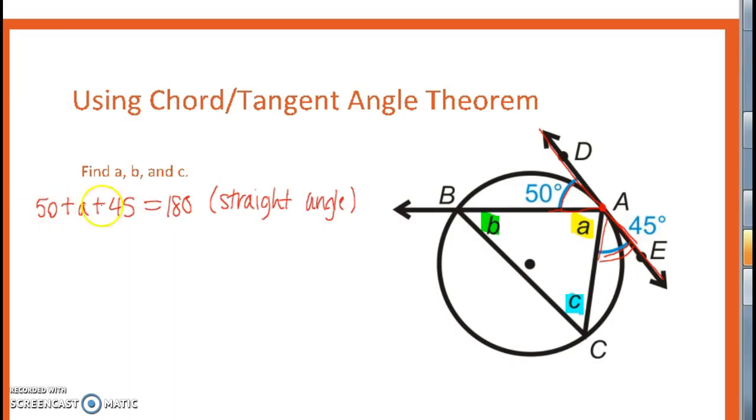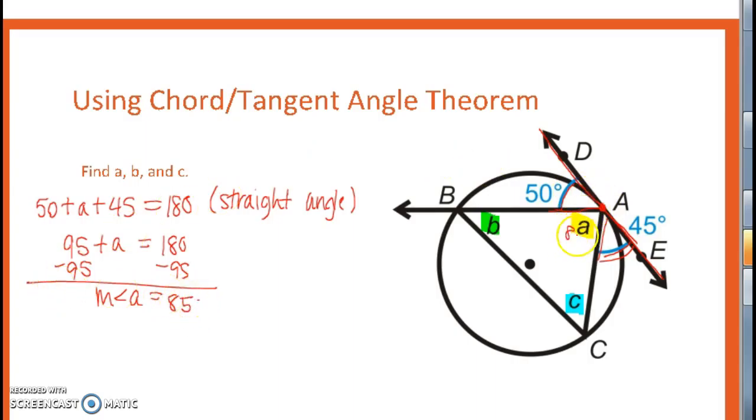So I can combine like terms here, 50 and 45, that gives us 95, plus A equals 180, and then I can take away 95 from both sides. And that tells me that A, or the measure of angle A, is equal to 85 degrees. So I'll just put in an 85 right here.